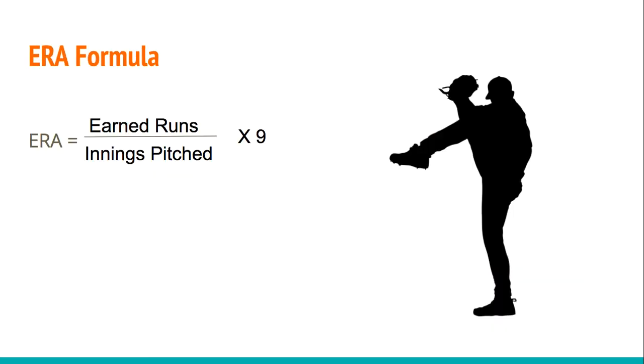The formula for ERA is simple. You take the number of earned runs that the pitcher has allowed, divide it by the innings pitched, and multiply it by 9, because that's how many innings are in a game.